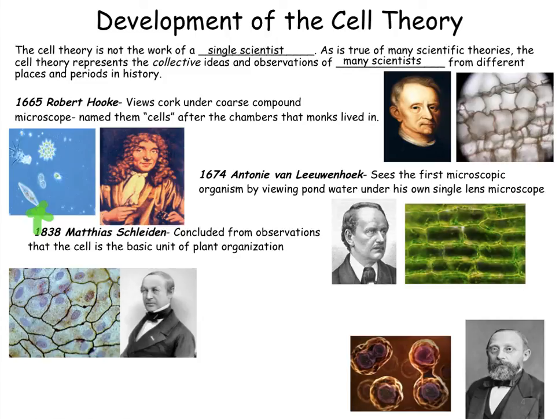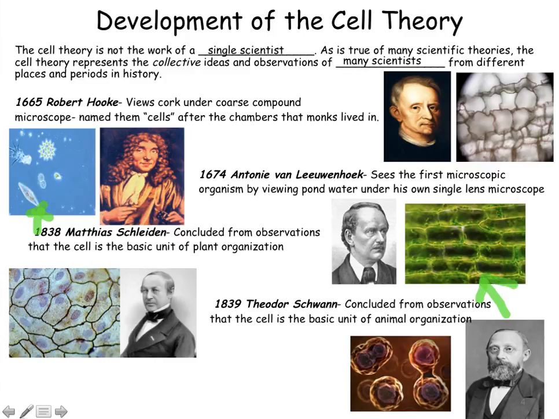Many decades later, in the country of Germany, scientific colleagues Matthias Schleiden and Theodor Schwann, after numerous investigations of plant and animal tissues, concluded that the cell was the basic organization in both plant tissues, shown here next to the botanist Schleiden, and animal tissues as well, shown here next to Mr. Schwann, were the basic organization in all of these kinds of tissues.